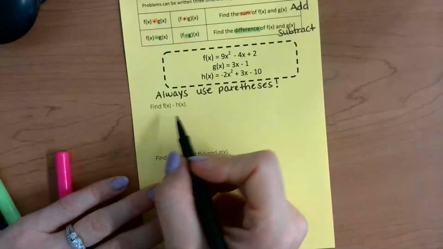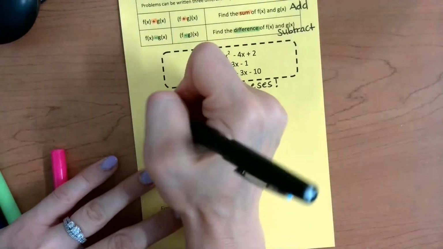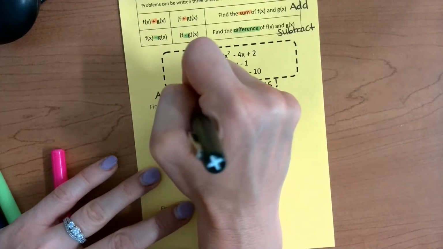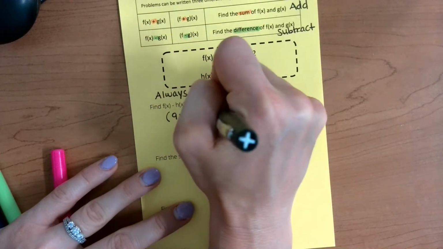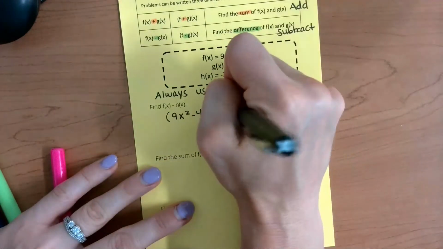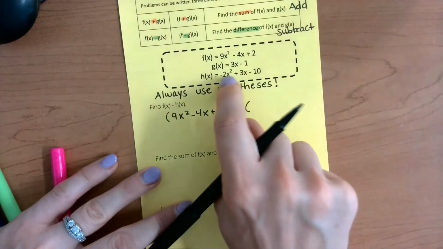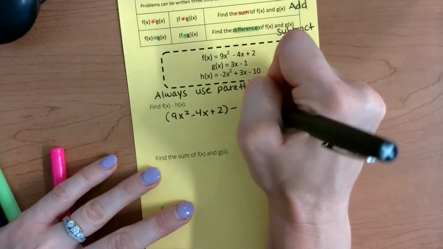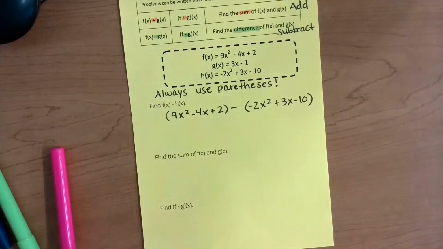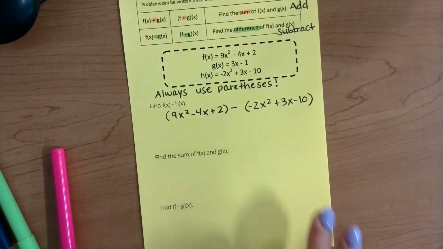So let's find f of x minus h of x. Up here, we're going to rewrite. We're going to put f of x in parentheses: 9x squared minus 4x plus 2. Then we want to subtract h of x. So we're going to put minus, and then parentheses, negative 2x squared plus 3x minus 10. All right, so this is the way the problem is set up.